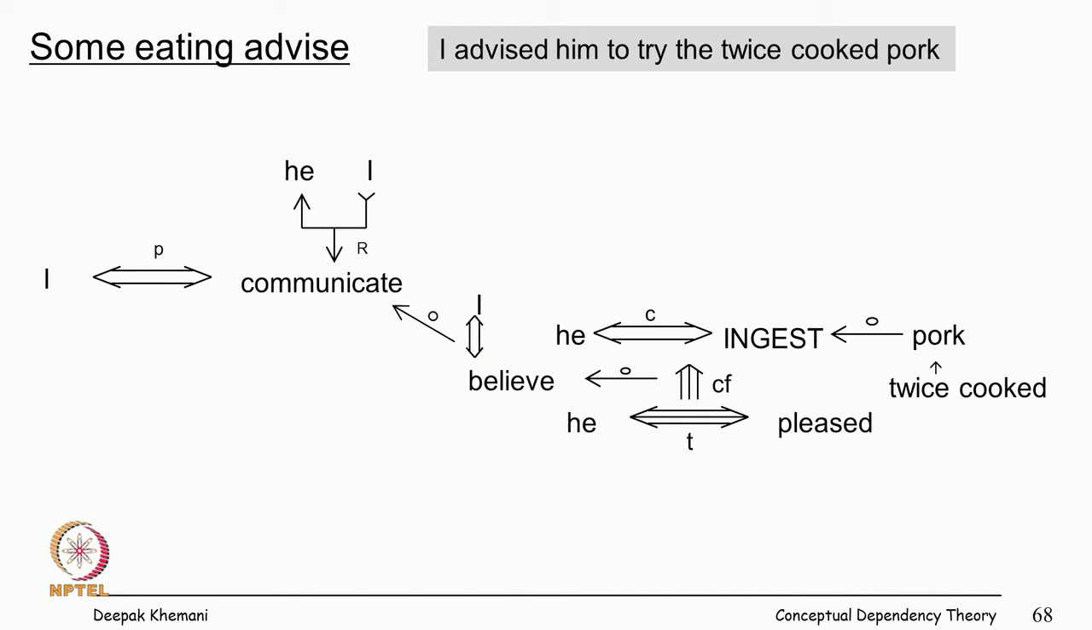So, here is some advising on eating. So, this is an example from their book. I advised him to try the twice cooked pork. So, I communicated to him that I believe that if you ingest pork which is twice cooked, then he would be happy. So, just filling in some detail here. Instead of do, we are saying ingest, and we have given an object which is the twice cooked pork essentially.